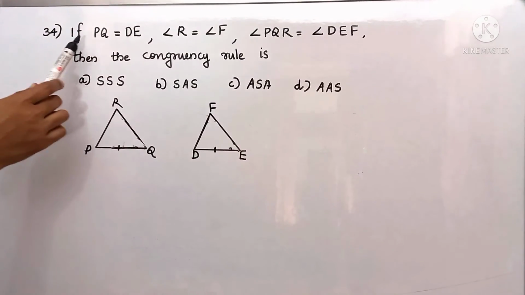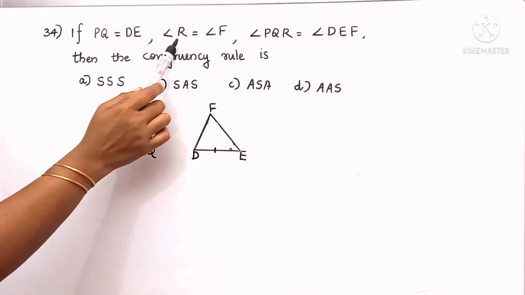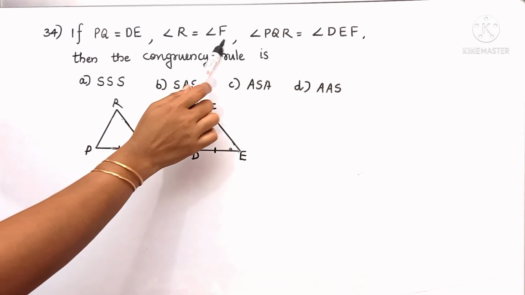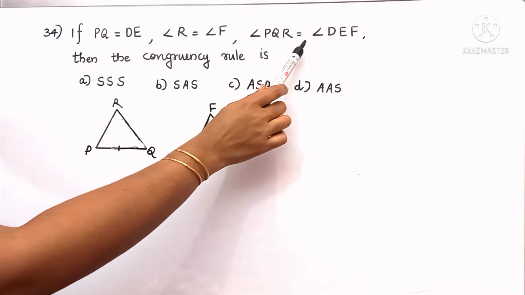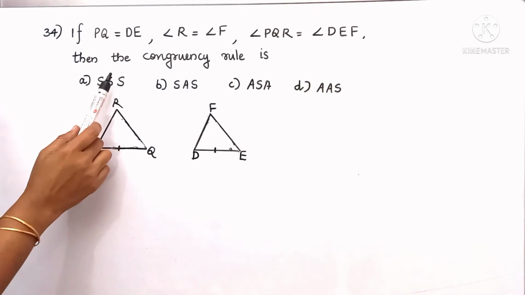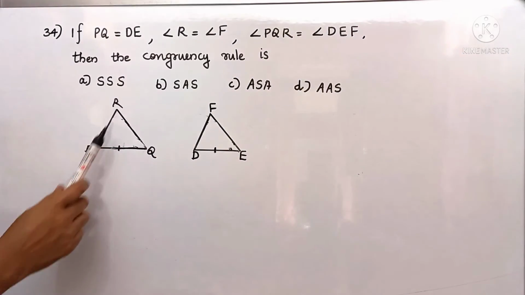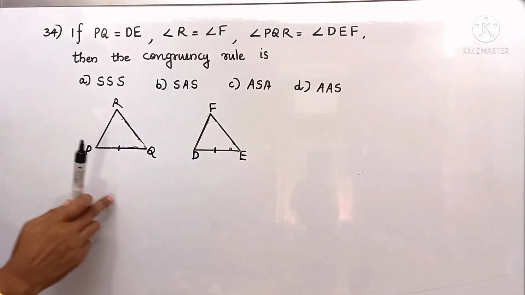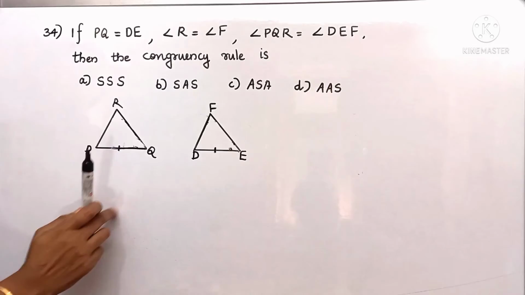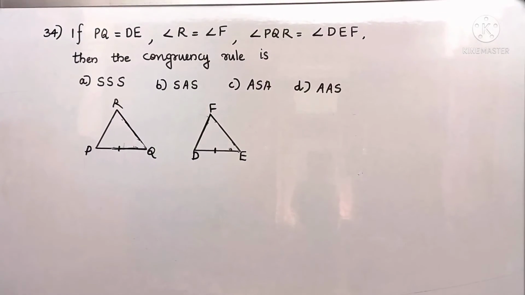Question number 34. If PQ is equal to DE, angle R is equal to angle F, angle PQR is equal to angle DEF, then the congruency rule is... Here there is no picture given. We can draw the picture of triangle PQR and DEF. Here I have drawn the pictures, PQR and DEF.